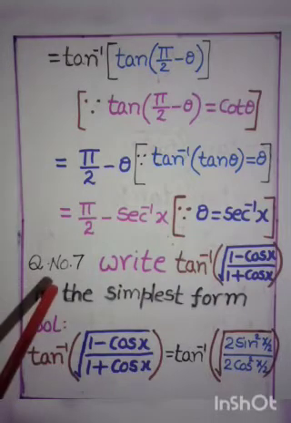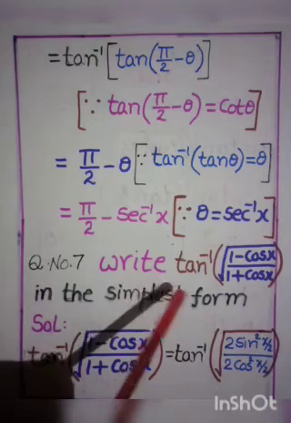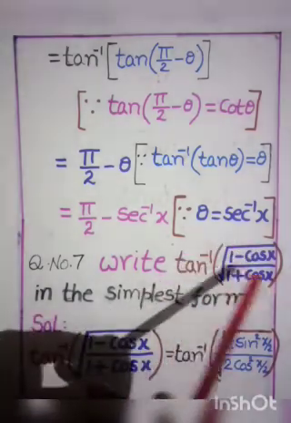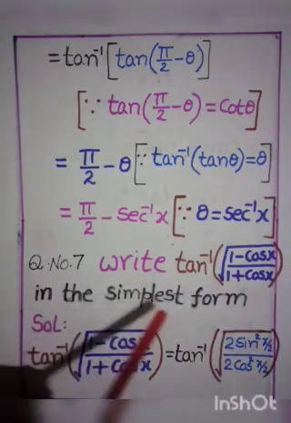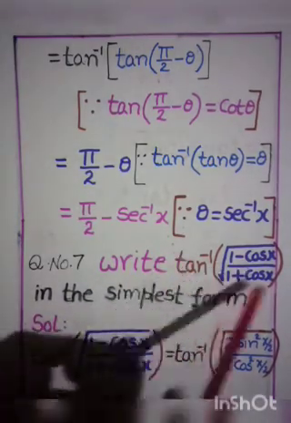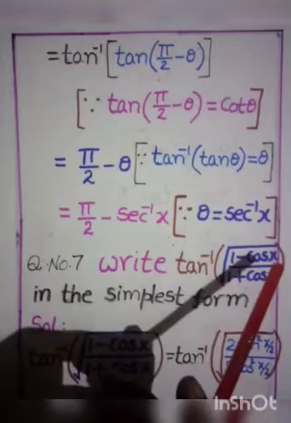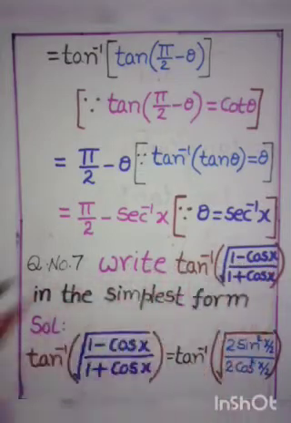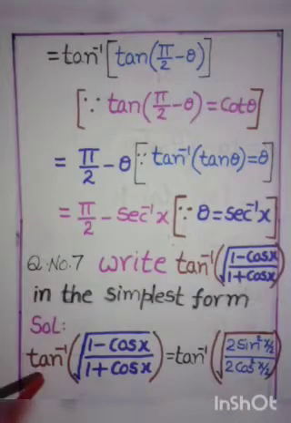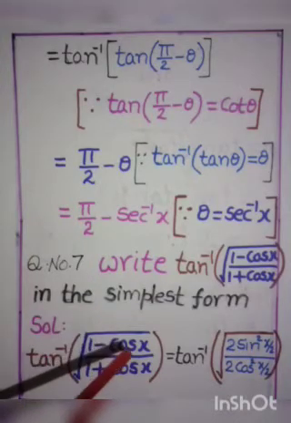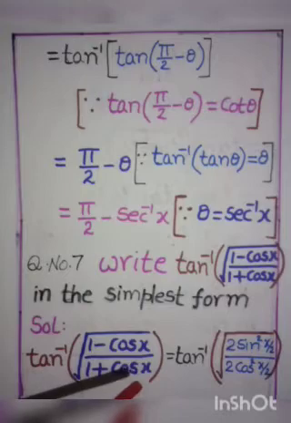Now come to question number 7. Write tan inverse of square root of 1 minus cos x by 1 plus cos x in the simplest form. Here also we have to write this inverse trigonometric function in the simplest form. Let us take the given inverse trigonometric function: tan inverse of square root of 1 minus cos x by 1 plus cos x.